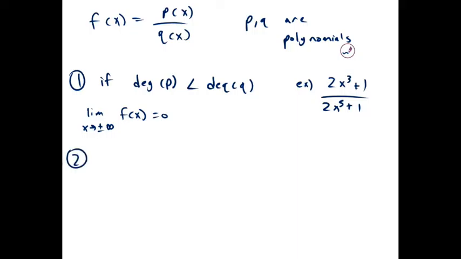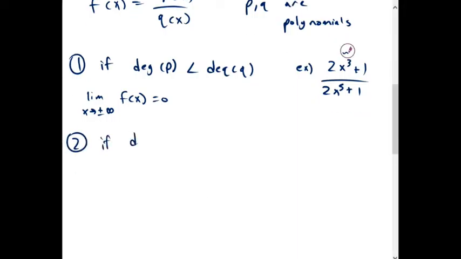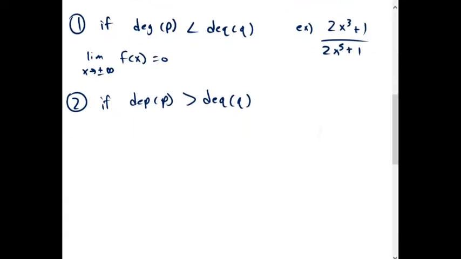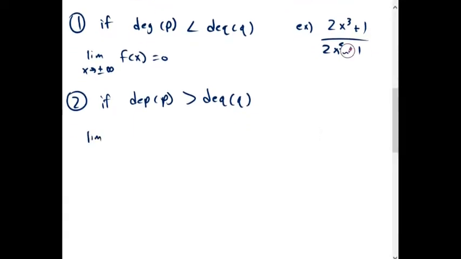Our second case is if the degree of p is greater than the degree of q. So the top grows bigger than the bottom. In that case, the limit as x approaches plus or minus infinity of f of x will equal either positive or negative infinity. It doesn't exist.